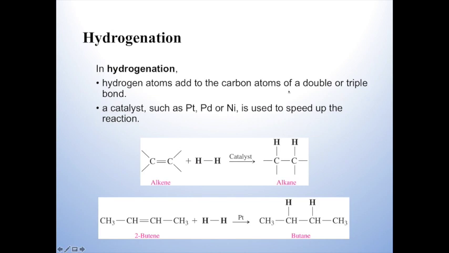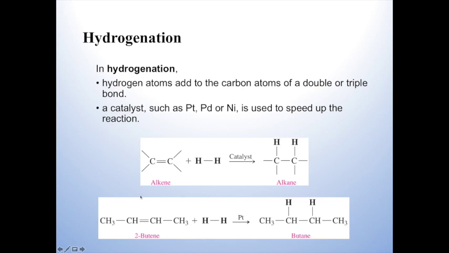So the first reaction is called hydrogenation. It's where you add hydrogen atoms directly to the carbon atoms of a double or triple bond. It usually requires a catalyst such as platinum, palladium, or nickel to speed up the reaction. And in general, the reaction occurs on the surface of such a metal. So the reaction consists of an alkene and hydrogen gas to form an alkane.